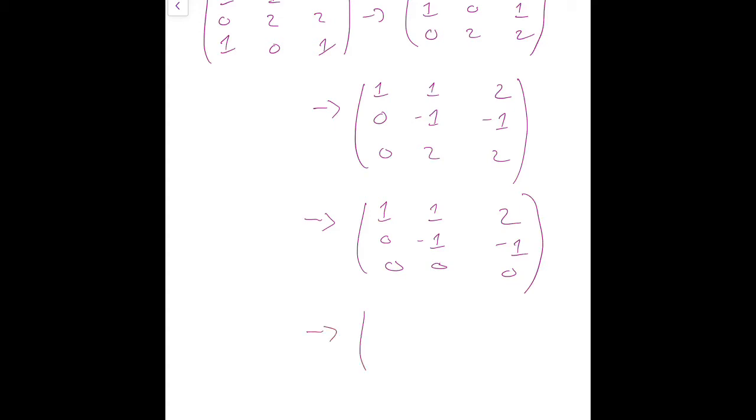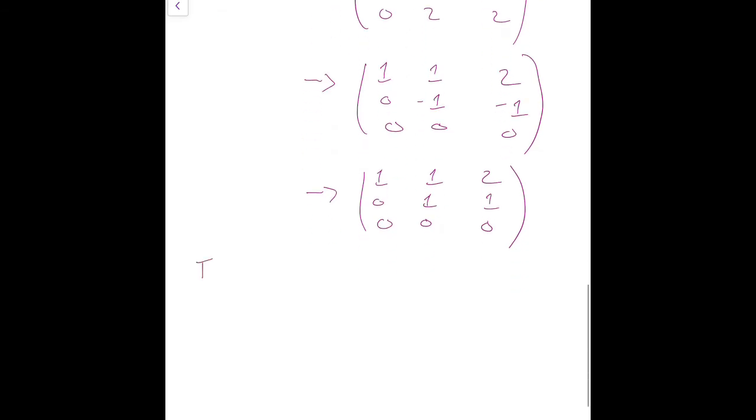And then I'm going to multiply row 2 by minus 1. This is not necessary at this point, but I want to get it into row echelon form. Okay, so there are free variables. The third variable here is the free variable. There are free variables, so not injective.